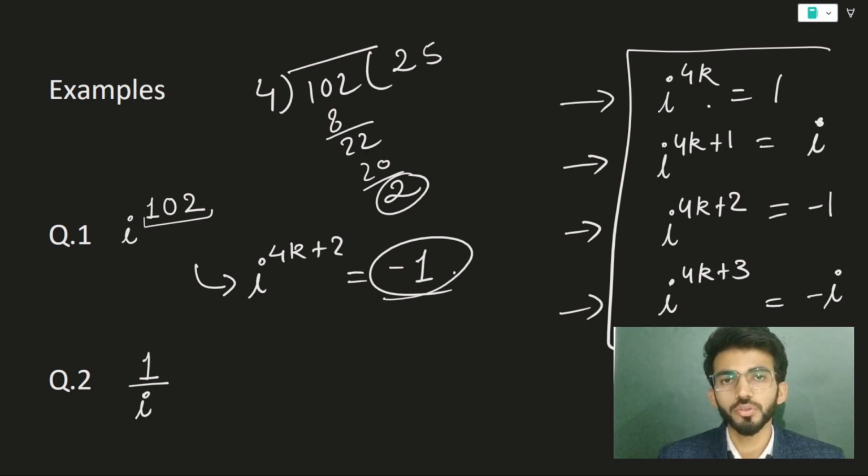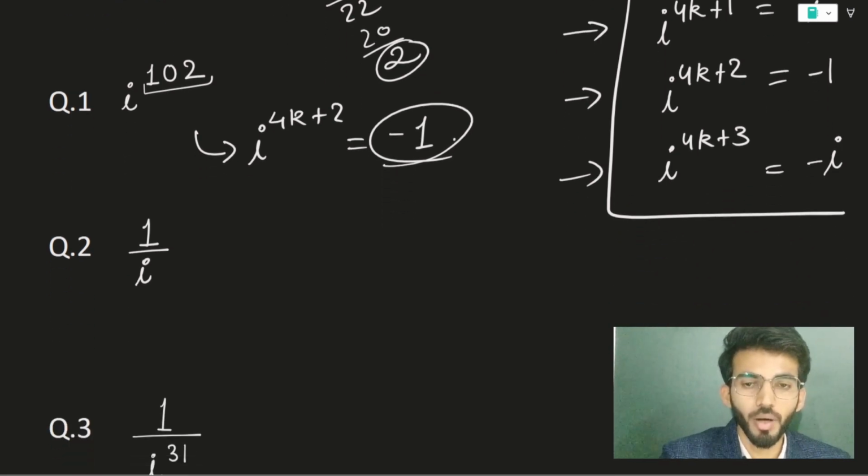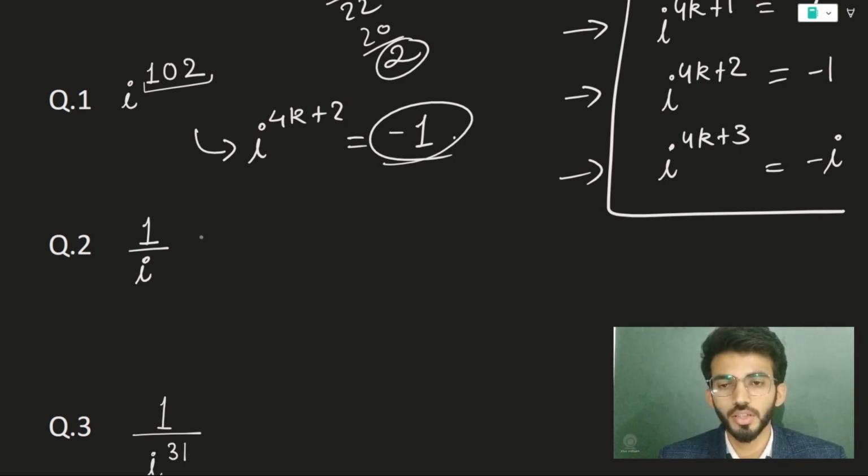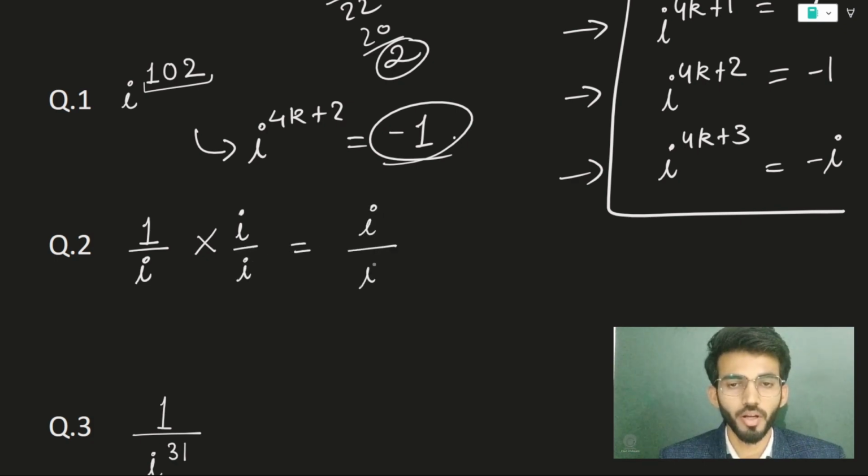Now, in your mind there is a question: sir, what will happen if the iota is in the denominator? How will we solve this? If the iota is in the denominator, you don't have to worry about it. Just multiply the numerator and denominator by iota. So here we will get i upon i square. What is i square? We can say, sir, i square is minus 1. So the answer is minus i, right?